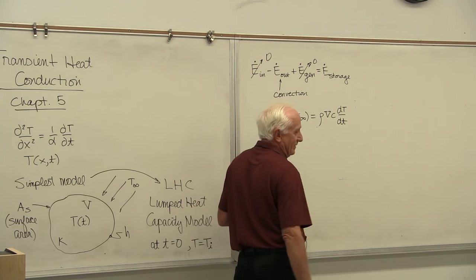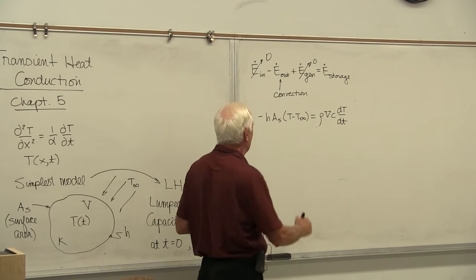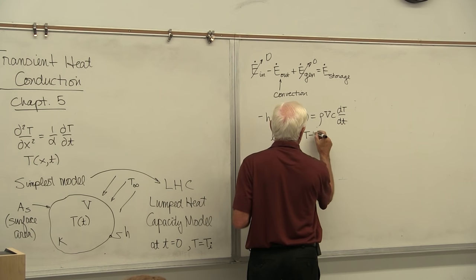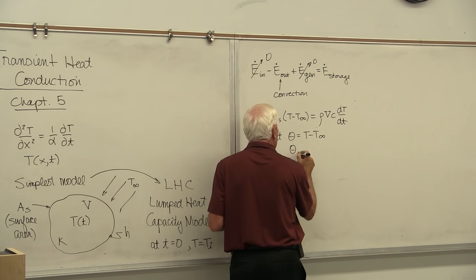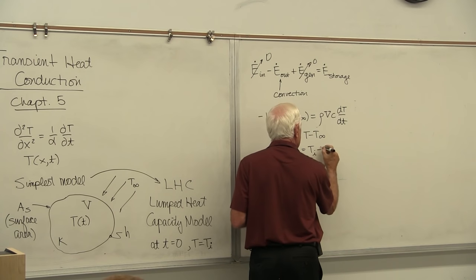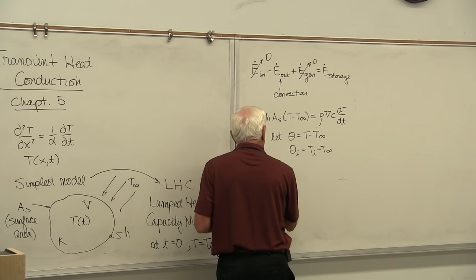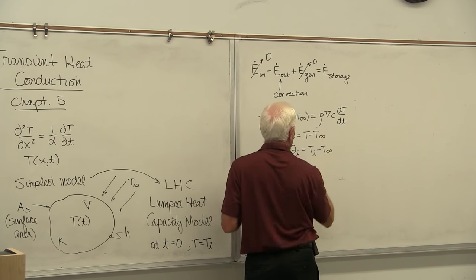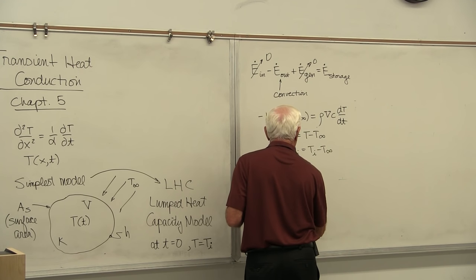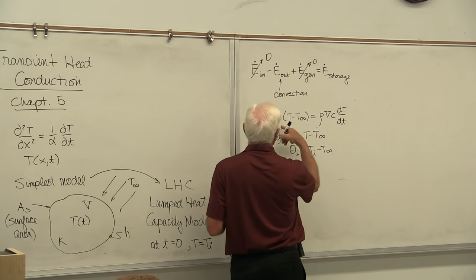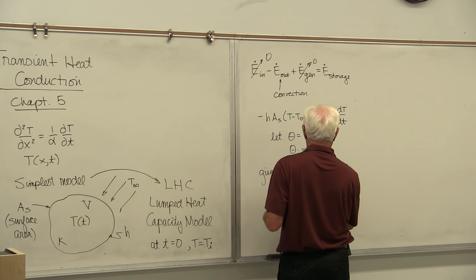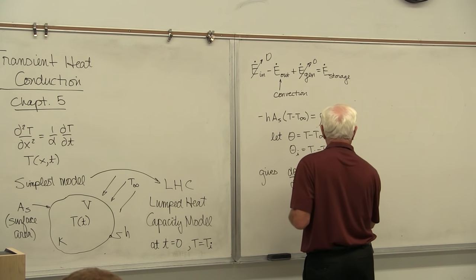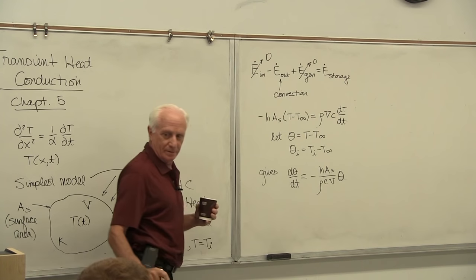All right, now we clean the equation up as we talked about before. Step one, clean it up. To do that, I'm going to go through a change in variable. A new variable theta is T minus T infinity. If you see the term theta i, it's Ti minus T infinity. If you do this, it gives this guy over here is theta. This is d theta dt. And this is equal to minus h A s over rho c V times theta. So there's the cleaned up differential equation.